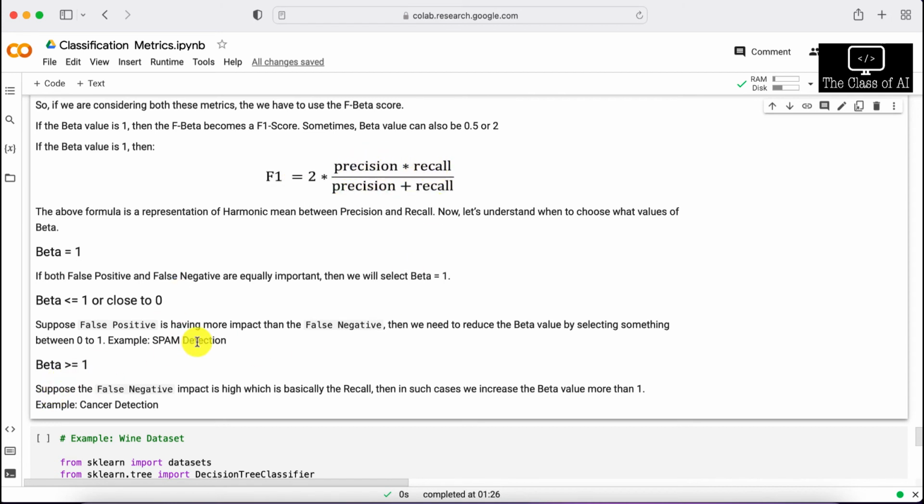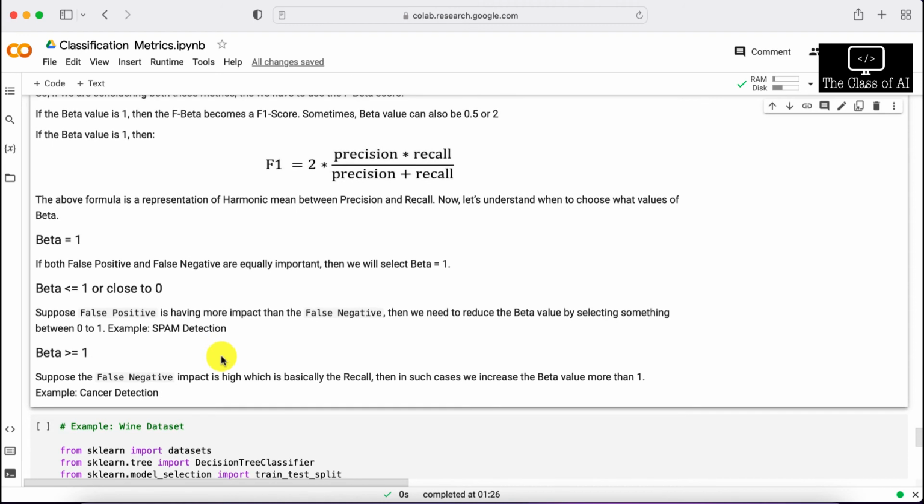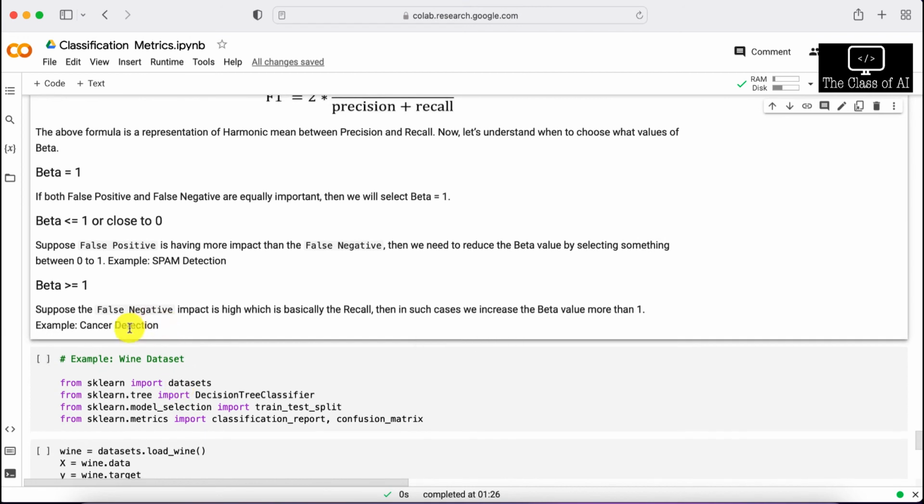And where false negative is very important, we have to increase the value of beta from more than 1 up to 2 or something. In that case, it will focus more on false negative. For example, in cancer detection, it will focus more upon false negative.